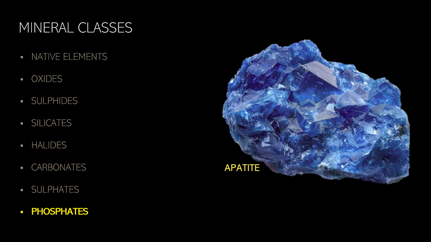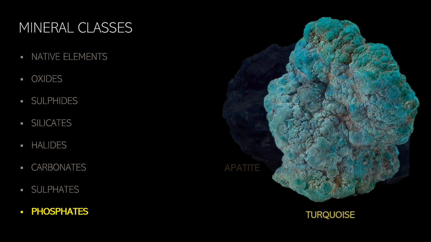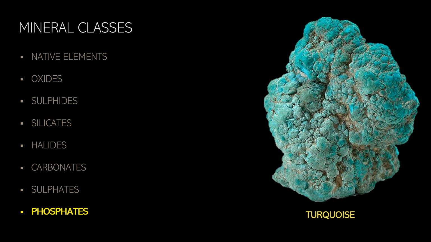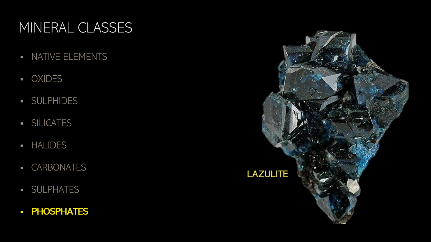Apatite, 5 on the Mohs scale, is generally considered to be too soft for use as a gemstone. It is a source of phosphate for fertilizers and pharmaceutical products. Turquoise is a copper or aluminium phosphate, prized as a gemstone. Lazulite is an iron, aluminium or magnesium phosphate, blue in color but not to be confused with lapis lazuli.